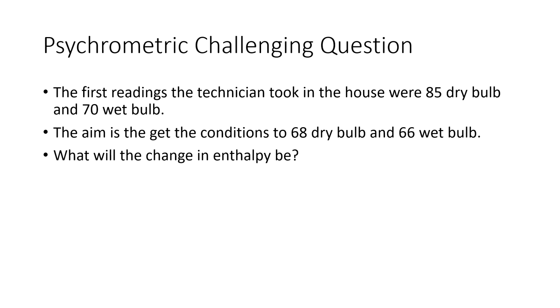So there is a very challenging psychrometric question. All right, the first readings the technician took in the house were 85 dry bulb and 70 wet bulb. Okay, so that was before the equipment was hooked up. Now, the aim was to get the conditions to 68 dry and 66 wet. And what I want you to be able to figure out is what is the change in enthalpy. So we should be able to figure that out with what we know now. So those are the conditions. All right, you might want to go ahead and hit the pause button so these won't go away. You're going to plot these and then see what the change in enthalpy is.